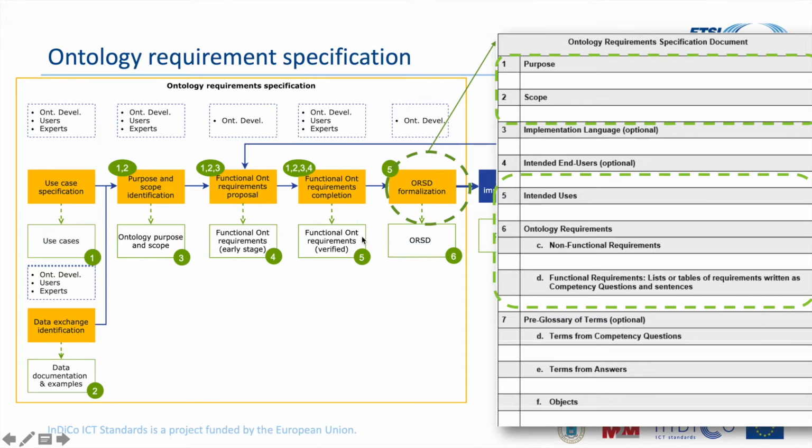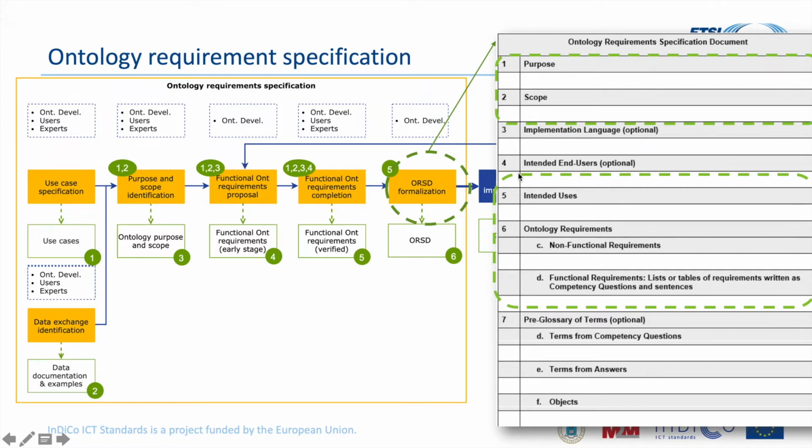Once this step is done, we can get started writing the ontology requirement specification document that can follow the template that is shown on the screen. In this case, the purpose and the scope will come from the second activity. Optionally, we could fill in the implementation language, that in our case will be OWL, and optionally also we can include the intended end users of the ontology.